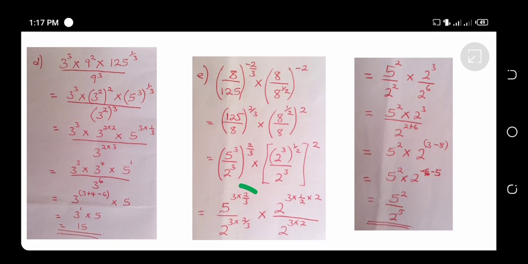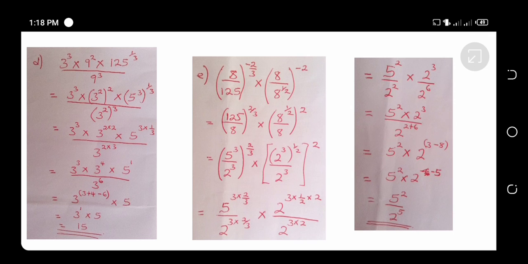Then we have to open the brackets. The powers have to multiply each other. Those powers outside multiply all the powers which are inside the bracket. And after multiplication of those powers, the expression reduces to 5 squared divided by 2 squared times 2 to the power 3 divided by 2 to the power 6, like you can see here. Remember, now we have 2 dominating on the numerator and denominator, so we have to simplify them further.